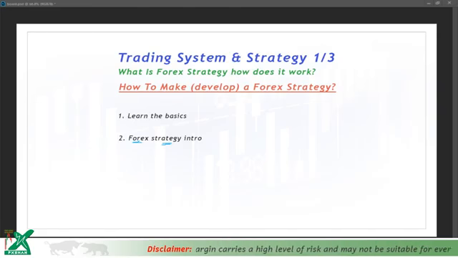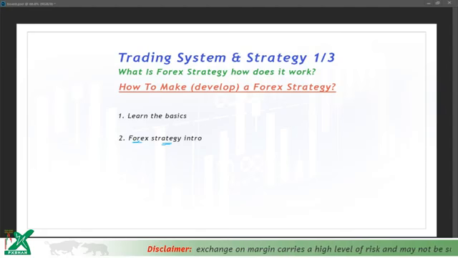A forex trading strategy is a technique used by forex traders, on which they determine whether the market is bullish on the buy side or bearish on the sell side, whether you are going to buy or sell. So this is a set of rules on which you determine the market direction.